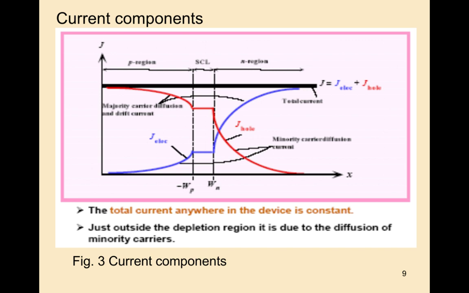See this in the graph. J electrons, J holes. J equals J electrons plus J holes. So the complete current is nothing but the majority carriers current plus the minority charge carriers current. Majority carriers current means the drift current. Minority charge current is the diffusion current.